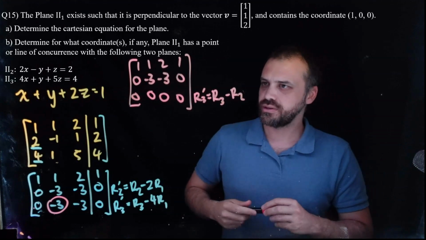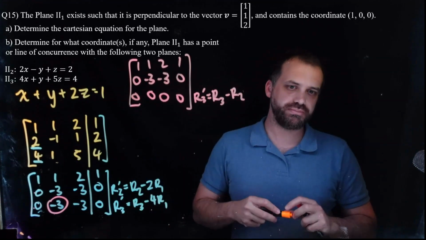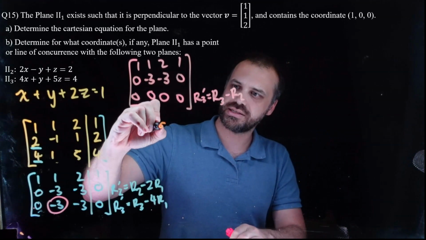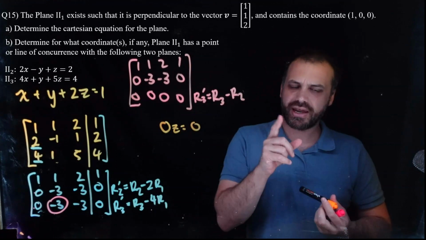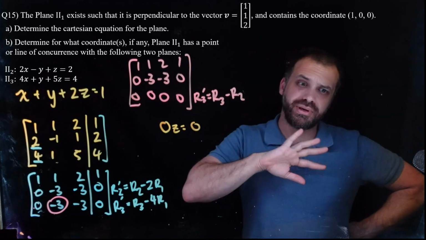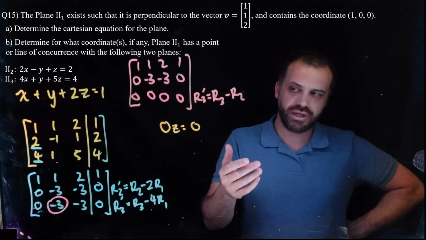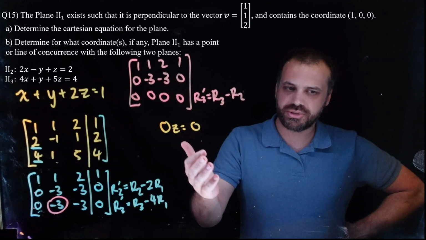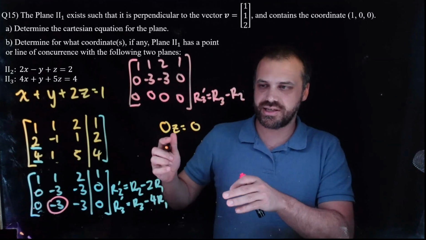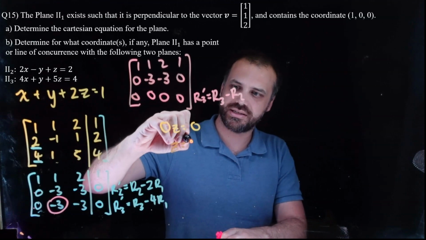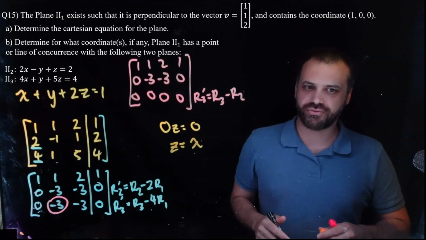I hope you do. We can now start solving where these planes meet. We can say 0z equals 0. That actually means that z can be anything. z could be 2, because 0 times 2 is equal to 0. z could be 1,000,000. 0 times 1,000,000 is also equal to 0. So we can set z to a parameter. We can say z is equal to lambda, just like that. So that's a good first step.